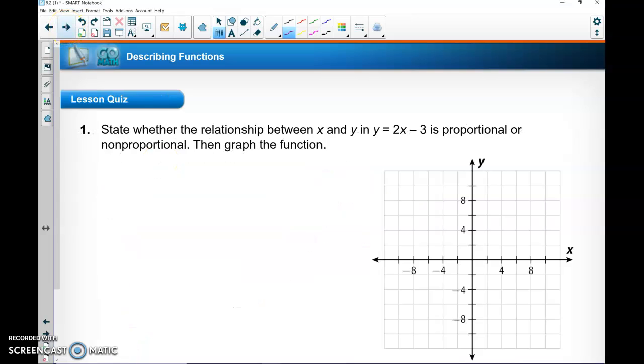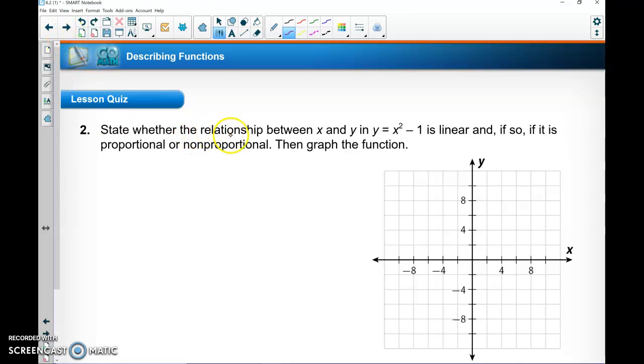Here we have y equals 2x minus 3. You have to say whether it's proportional or non-proportional. Again, remember proportional means it has to go through 0, 0. I see a minus 3 there, which means my graph would start right there. So I'm going to go up 2 and over 1, up 2 and over 1. So my graph would look something like that. And it's not crossing at 0, 0. It's crossing at negative 3. So this is non-proportional.